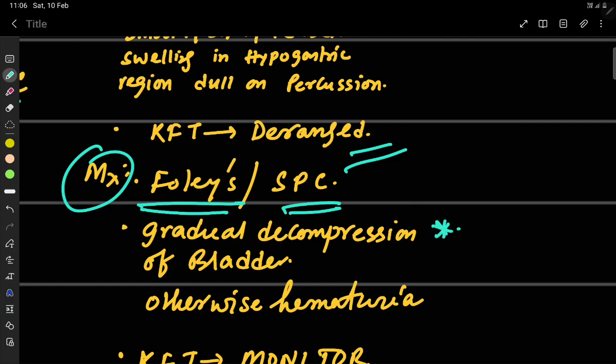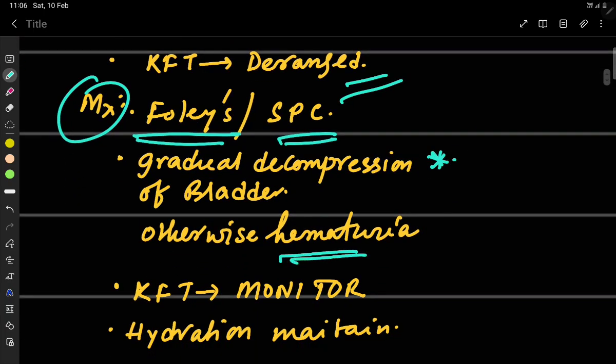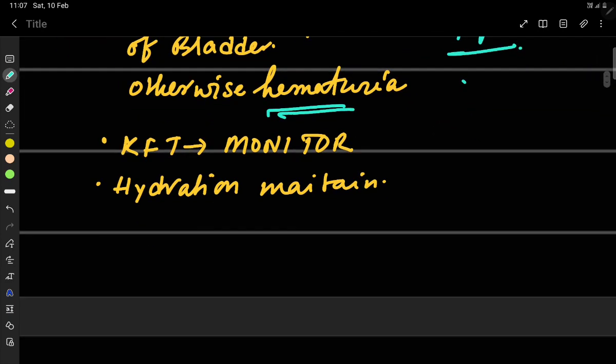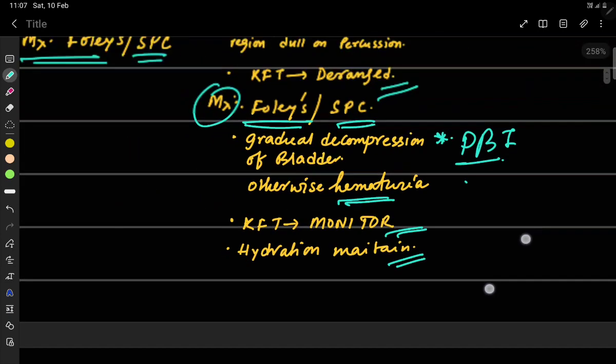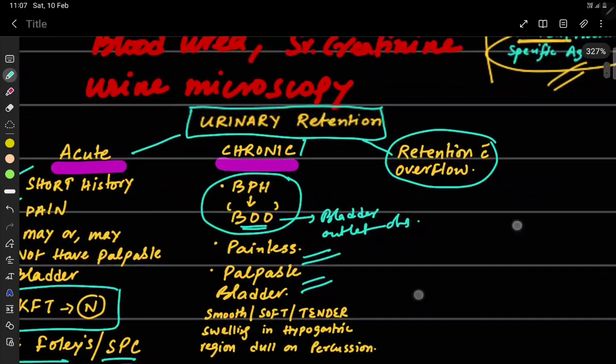This is important, otherwise hematuria. Also I told you in pelvic brim injury the gradual decompression of the bladder is important, otherwise profuse bleeding and hypotension. KFT is monitored and hydration maintained. This is the management.